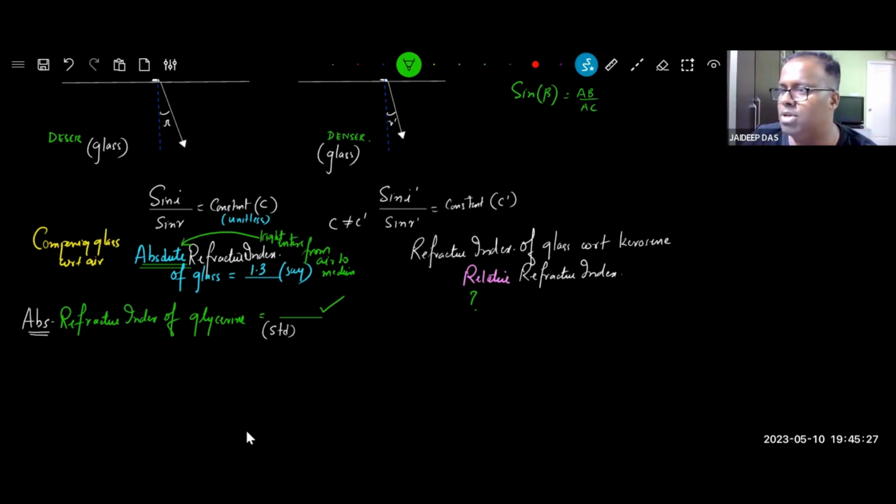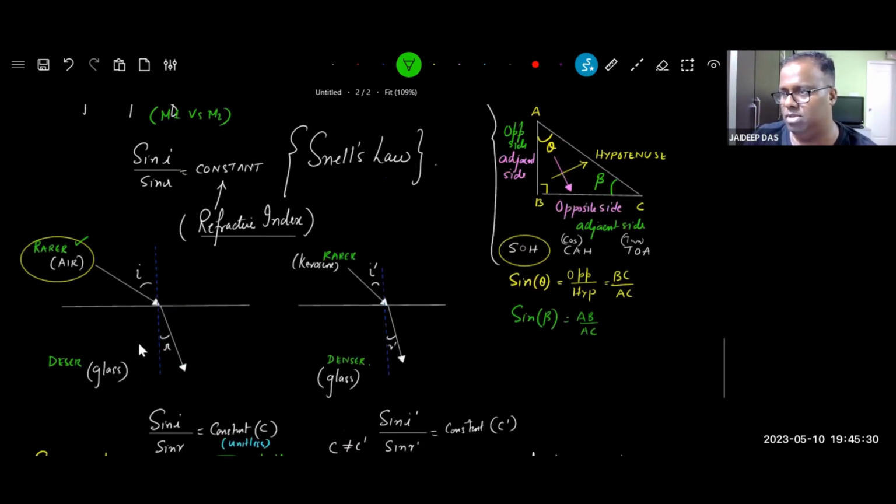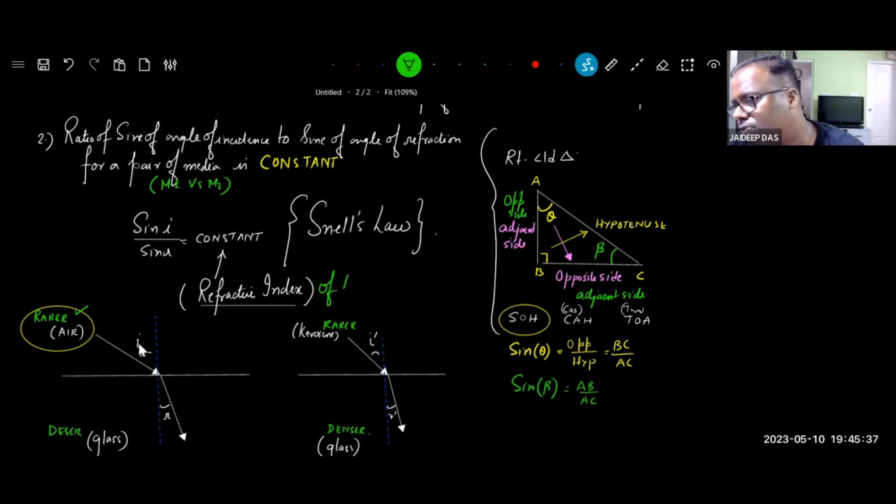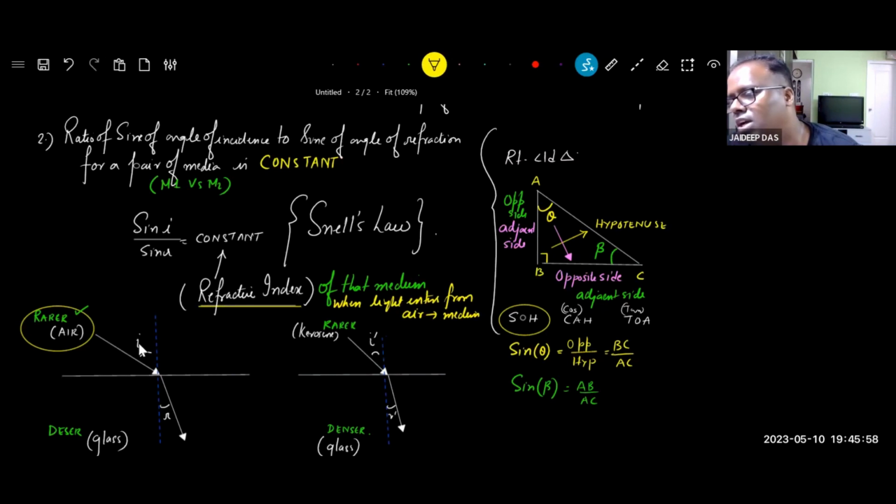So what will we say here? That when I'm coming here, this constant is known as the refractive index of that medium, and we will add a line: when light enters from air to the medium. What has the language become? People have made it a habit to say refractive index. Basically what people mean is absolute refractive index.